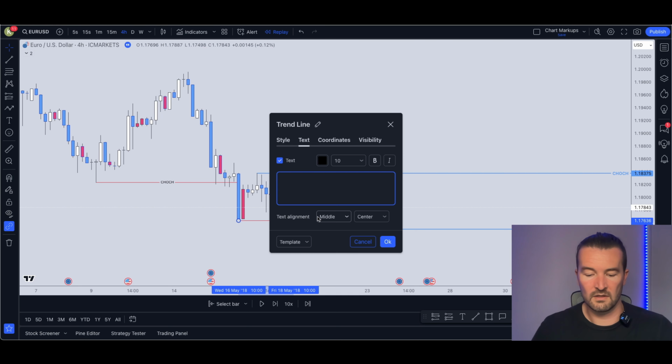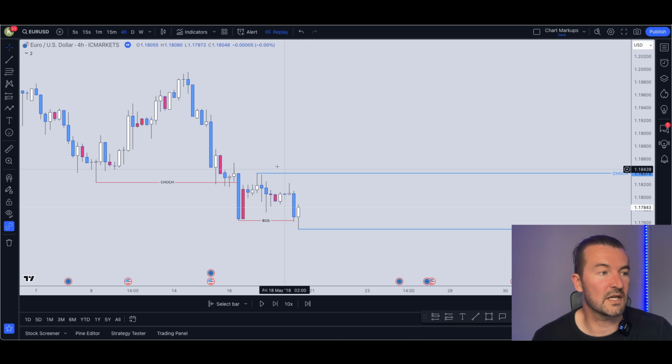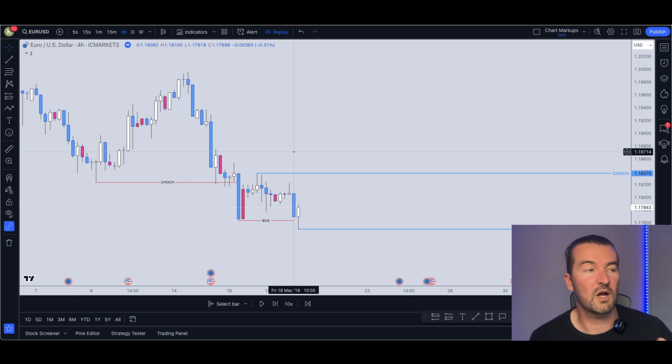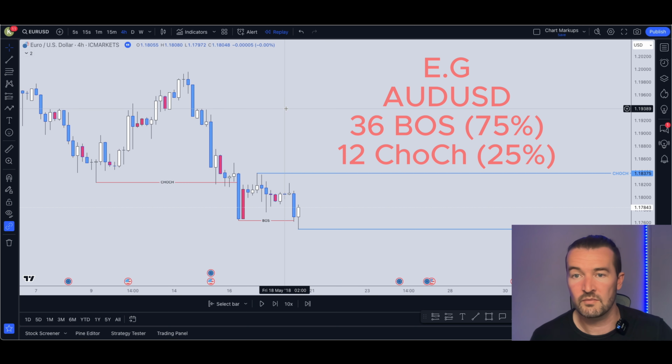just put BOS. The reason why we're doing this is we're going to be adding these up at the end and putting your results into the comments section. So I want you to count how many BOSes you got, how many ChoChs you got, what time frame you're using, and what instrument you are using. What I mean by instrument is either Euro USD, gold, AJ, could be using Bitcoin, anything that you want. Just put your results in the bottom.